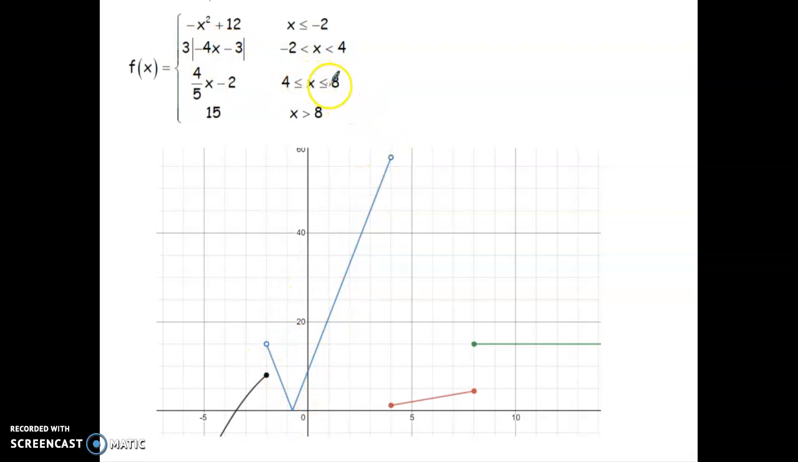When x is in between 4 and 8, including both of them this time, I'm on this line, and that's what I have right here. And when x is greater than 8, open circle on 8, I've got a horizontal line on 15, which is what you see right here. So I've got 4 pieces in this piecewise function.